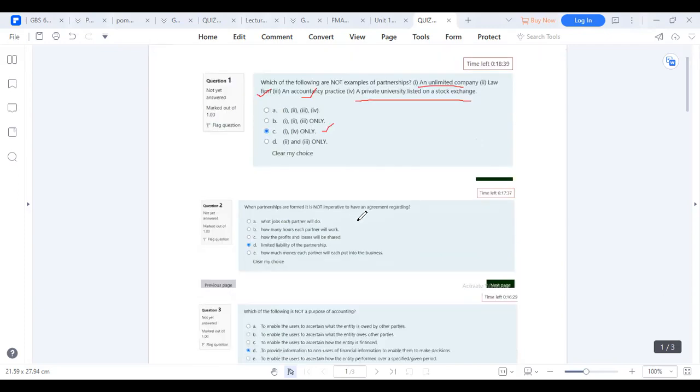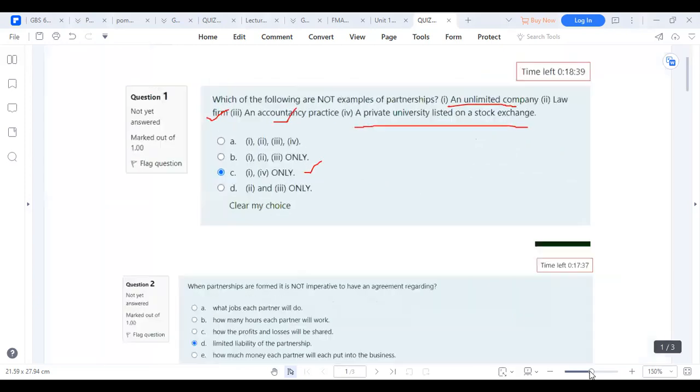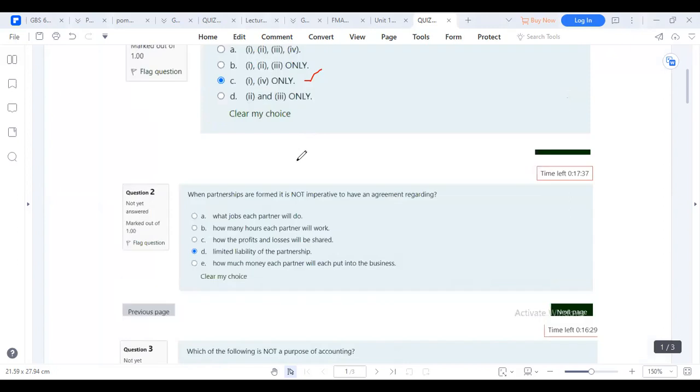Question number 2: when partnerships are formed, it is not imperative to have an agreement regarding what? What each partner must do, this one is important. How many hours a partner must work, it's important. How the profits should be shared is important. How much money each partner must get, this one is important. The limited liability for each partner, this one is not important.